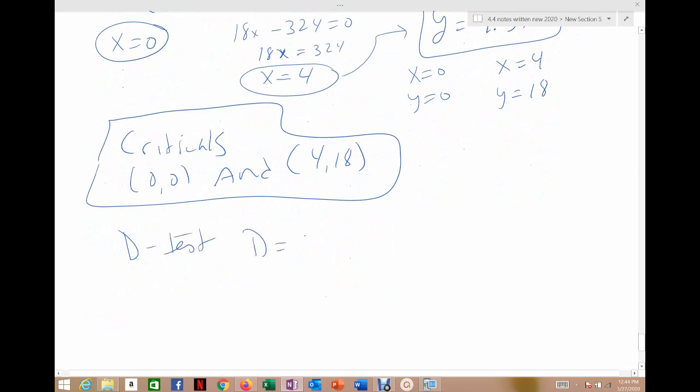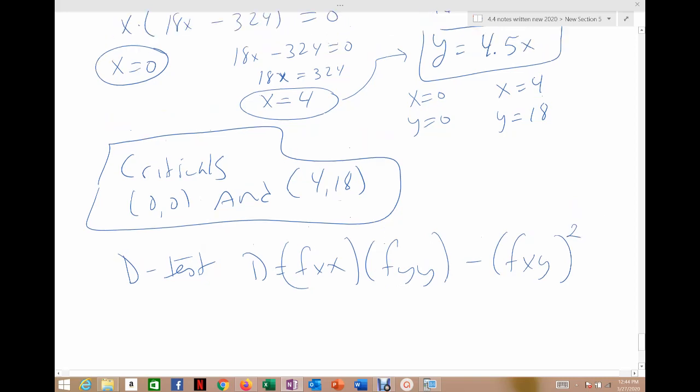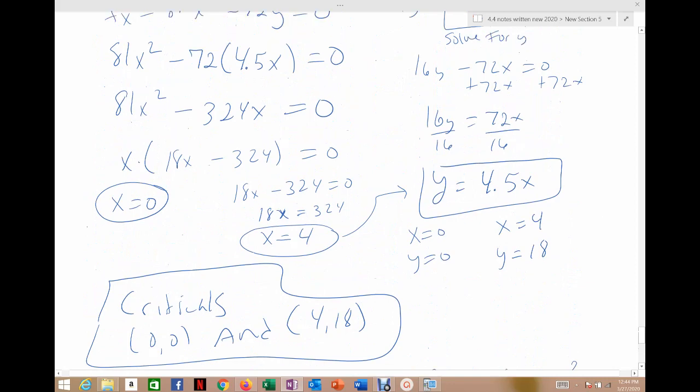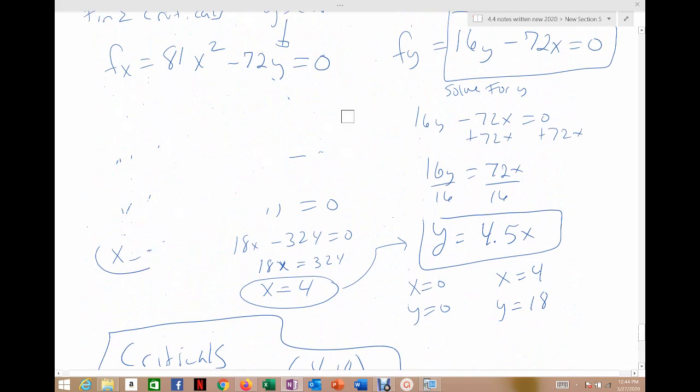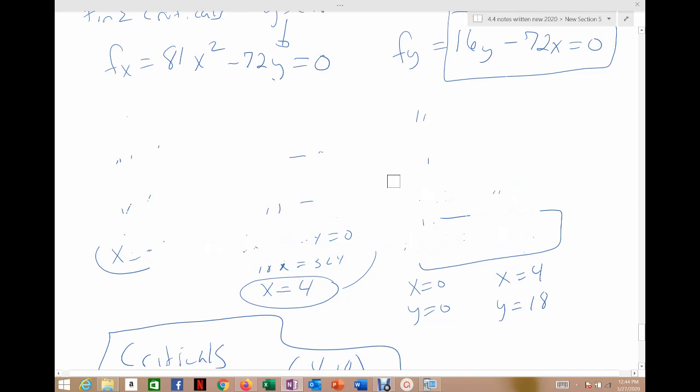So remember the D formula is find the second derivative with respect to x times the second derivative with respect to y minus the mixed derivative squared. And don't forget to square it. That one's easy to forget. Alright, so I'm going to go back up here and find my second derivatives. I'm actually going to find them up here since this is where my first derivatives are. So I'm going to erase this to give myself room to write down my second derivatives. And then I'll plug them into my D formula.